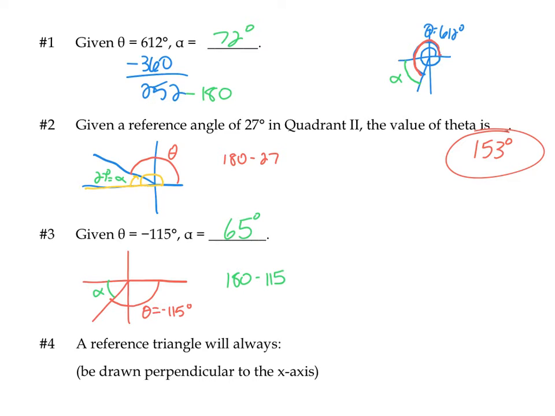The fourth question was about a reference triangle, which is always drawn perpendicular to the x-axis. If I take the last couple of diagrams I had, if I want to draw a reference triangle, I would draw a reference triangle back here to the x-axis. In number 2, a reference triangle, I would draw it perpendicular to the x-axis. So the reference triangle will always be drawn perpendicular to the x-axis. Okay?